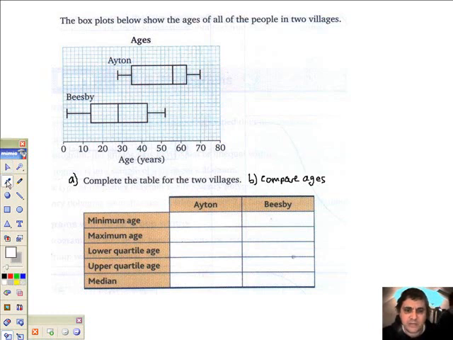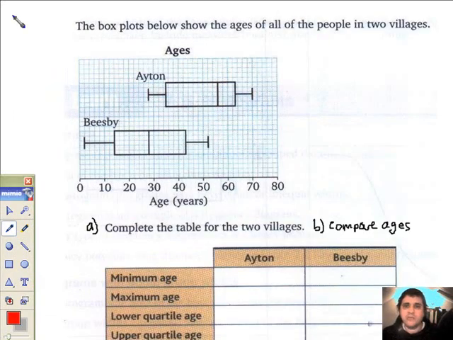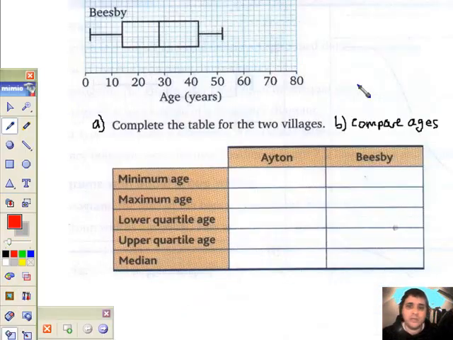Supposing you have a ready-made cumulative frequency diagram and you're asked to do a box plot from that. If you look at what we've got there, we have two box plots showing the ages of all the people in two villages: Ayton and Beesby. I want to show how these numbers relate to a cumulative frequency diagram.